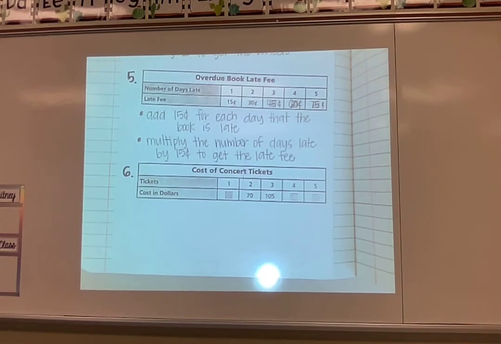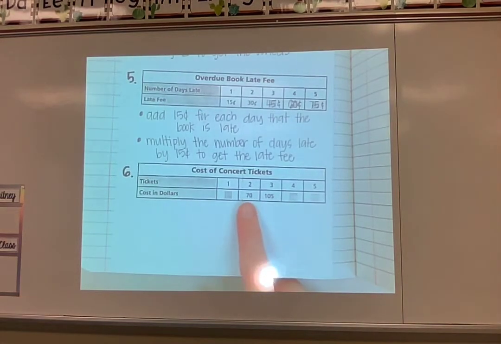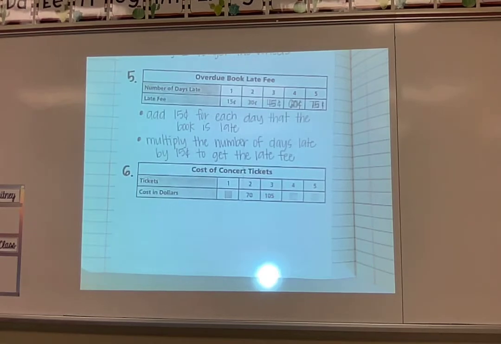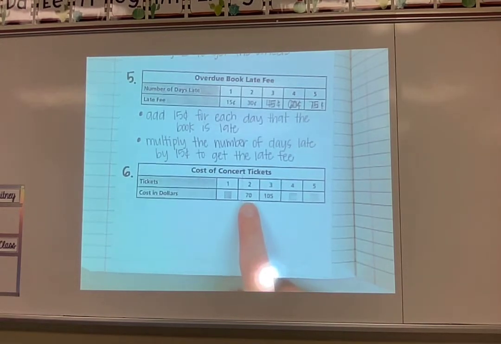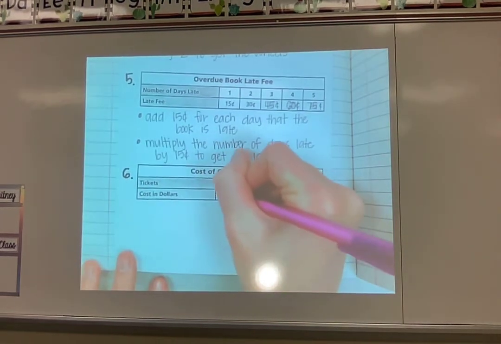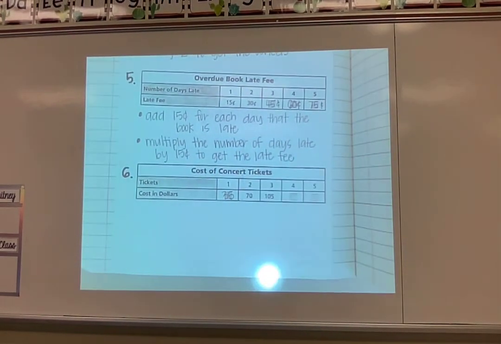Well, there's a couple ways you could do it. I could take 105 minus 70 to see what the difference is between those two. That would tell me how much 1 ticket costs. Or I could do 70 divided by 2 to see what 1 ticket costs by itself. Or I could take 70 and I could count up to 105 and see how much is in between there, because that would be one ticket. Any of those ways would give you a 35. Each ticket is going to cost $35.